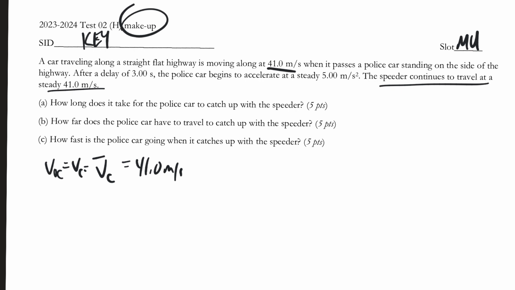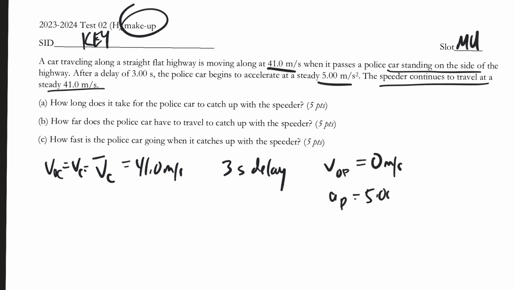After a delay of 3 seconds, okay, so how do we, I'm not exactly sure how to write that down. Okay, but there's a 3-second delay. Okay, and then we have a police car. Let's see, the police car is standing on the side of the road, highway. So the police car, the initial velocity of, what do we want to call it? The police car is 0 meters per second. But then the police car is going to accelerate at a steady rate of 5.00 meters per second squared.